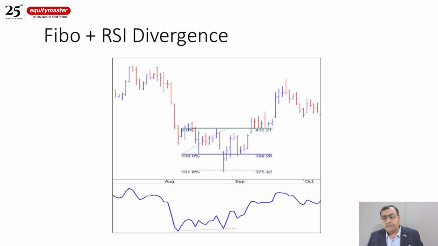Second example, Fibonacci price divergence, prices made a lower low over here. It took a pause at 161.8, and RSI divergence has happened. So you got a good reversal move over here.